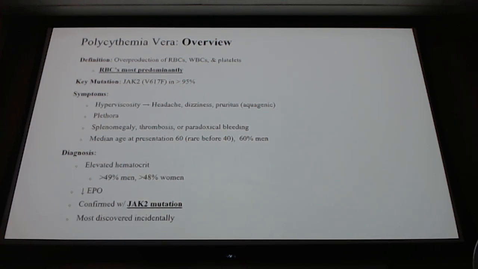Why we have suppressed EPO is the body's no longer responding to EPO because the marrow is just making excess RBCs regardless. So it basically doesn't matter anymore, so it suppresses that EPO. So you're going to see decreased EPO on labs as well. You're going to confirm it with that JAK2 mutation, right? That's that tyrosine kinase mutation, that on-off. A lot of these are going to be discovered incidentally.